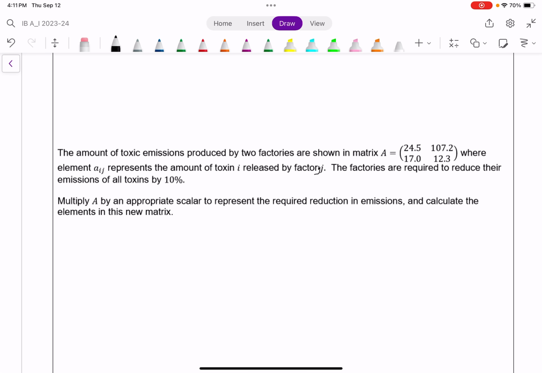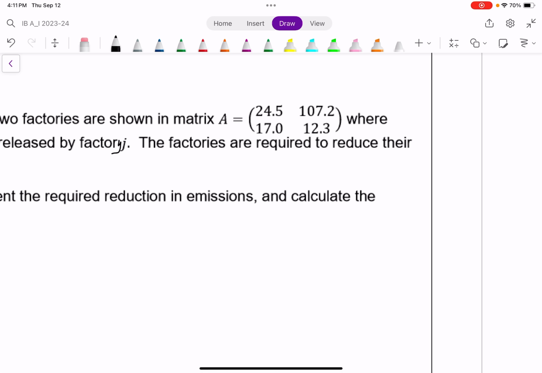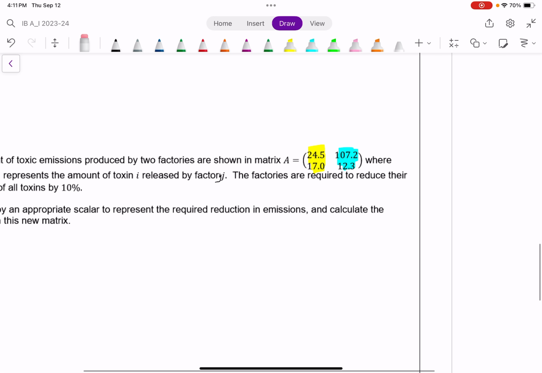Just so to be clear then, if I look at this matrix, that means this column represents one factory, and this is how much of some toxin it's releasing, and this is another. And this column here is another factory. So we do want to realize here that the columns in this case are the factories. And the rows here are the toxins. Some toxin, some other toxin.